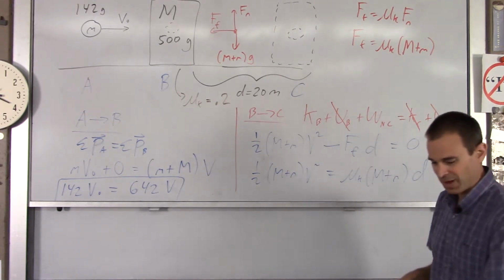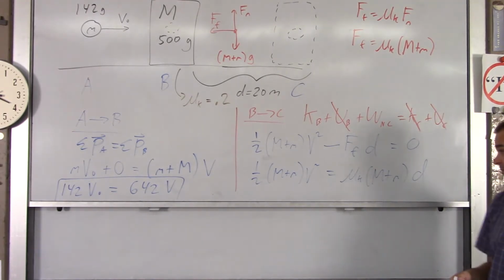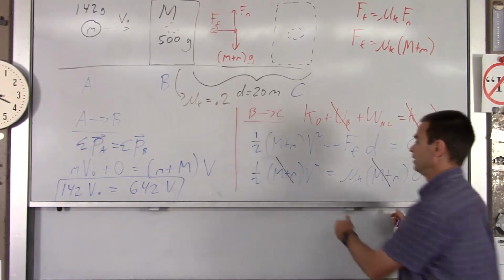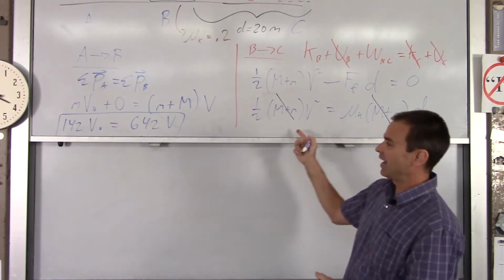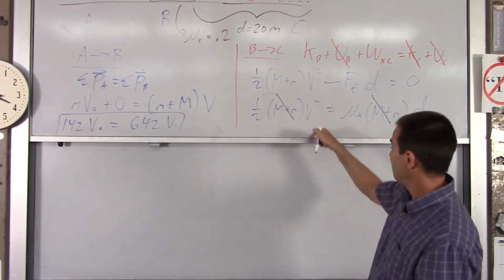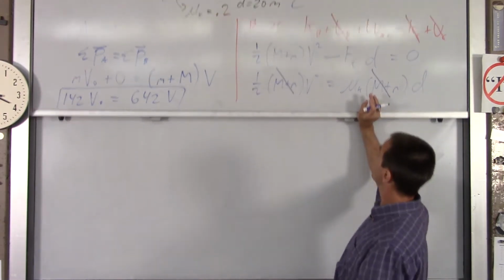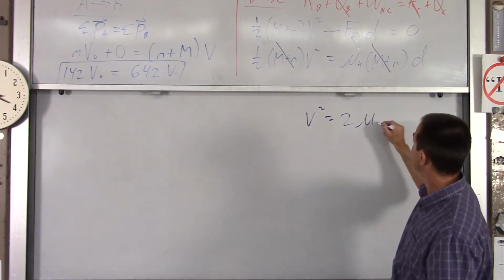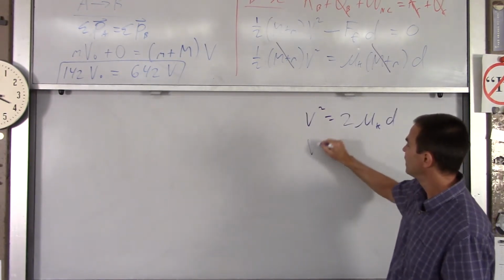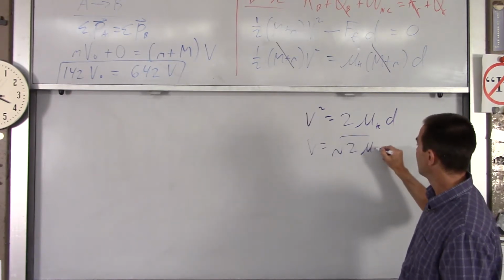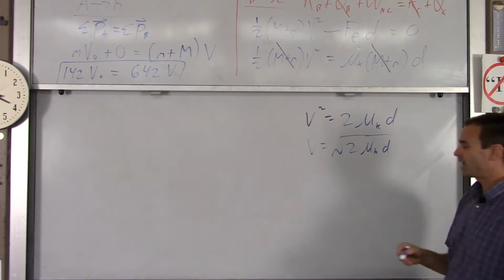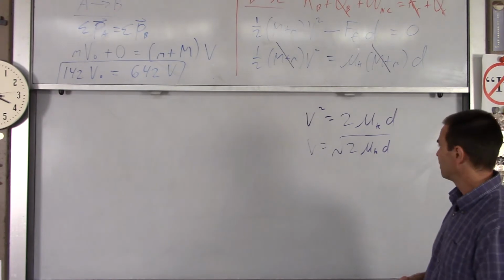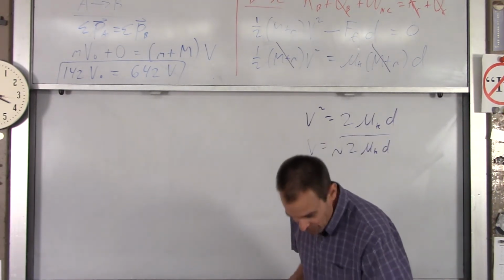You'll notice the masses drop out. That's one of the reasons why I don't ever plug them in. I try not to plug stuff in until I absolutely have to. So these are gone, okay? And I'm not solving for V naught. I'm solving for this V. So V squared, if I multiply by 2 on both sides, is 2 mu sub k times d. And so V would be root 2 times mu sub k times d. So that's the velocity of the box and ball immediately after they collided. And you could plug numbers in and get a number. I went ahead and did that.